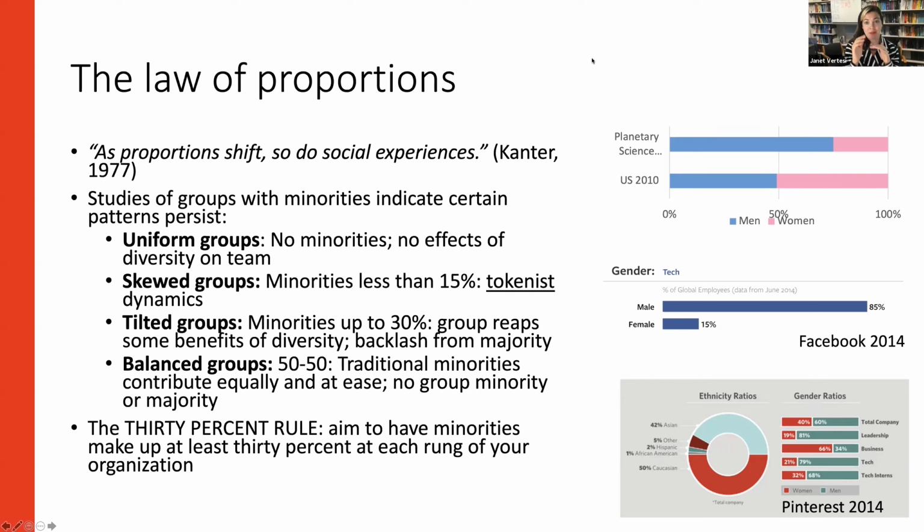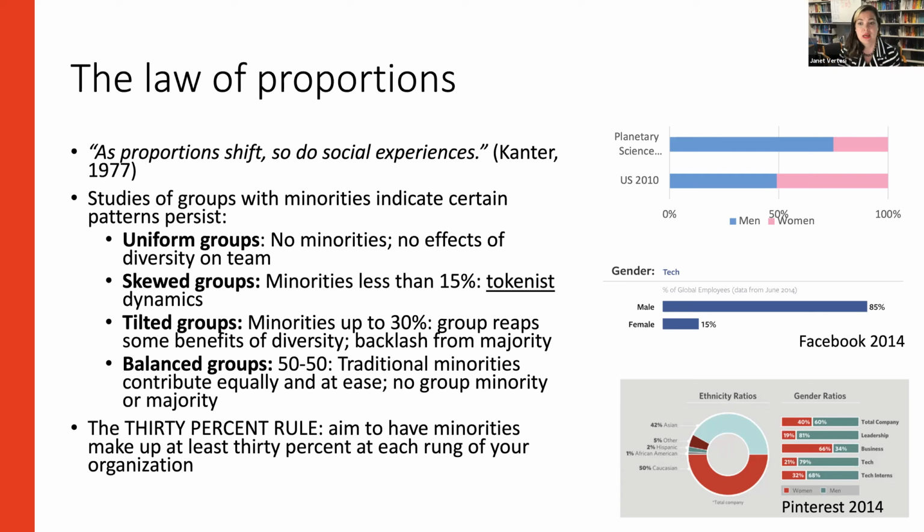If you can move that group number up to 30%, then you can start to reap some of the benefits of that diversity, of those different ideas coming in. But you'll start to get backlash from the majority group until you get up to 50%, at which point there's no minorities or majorities anymore. People are contributing and you actually get to benefit from all those different connections coming in. So this is why we've adopted in many different circles what's called the 30% rule. It's often talked about in business, that you should try to have minorities making up at least 30% at the different rungs of your organization, because when you have visible minorities, women, people of color in those roles at up to 30%, you can move away from the problems of these skewed tokenist groups and also the tilted groups towards actually reaping the benefits.